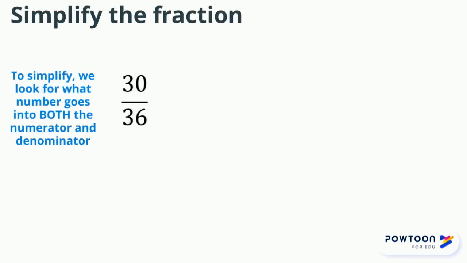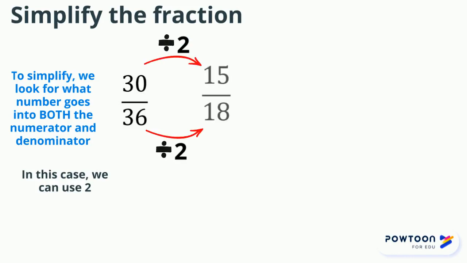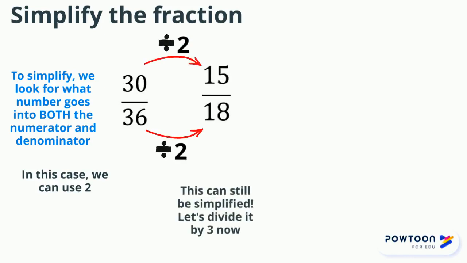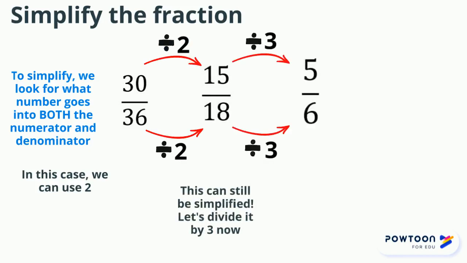30 and 36 are both even, so we can divide them both by 2, so we get 15 over 18. Then you should see that both of those can still be divided by 3 to get 5/6. If you also think about it, we could have divided 30 and 36 by 6 and just done this in one step.